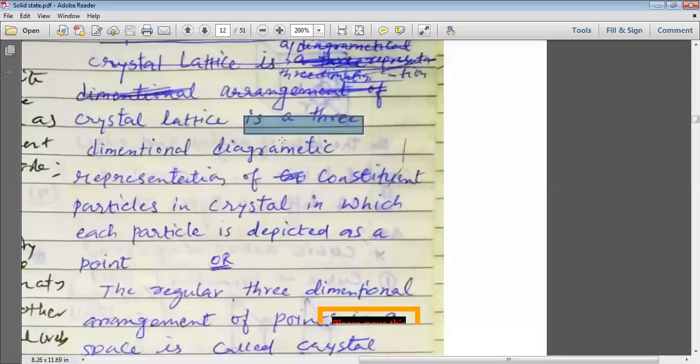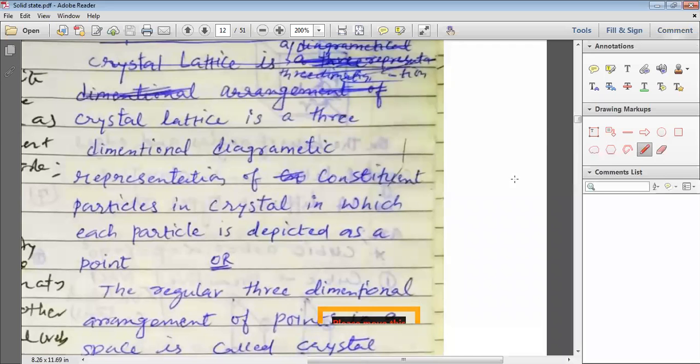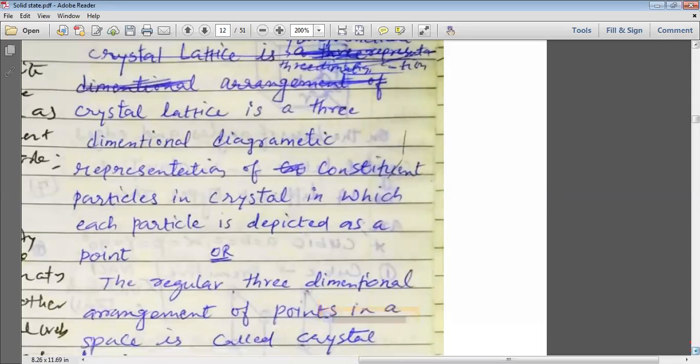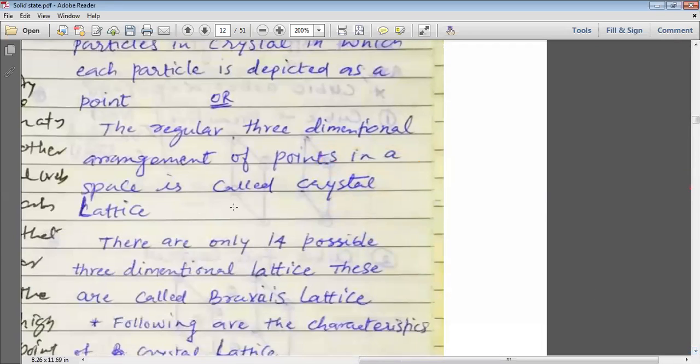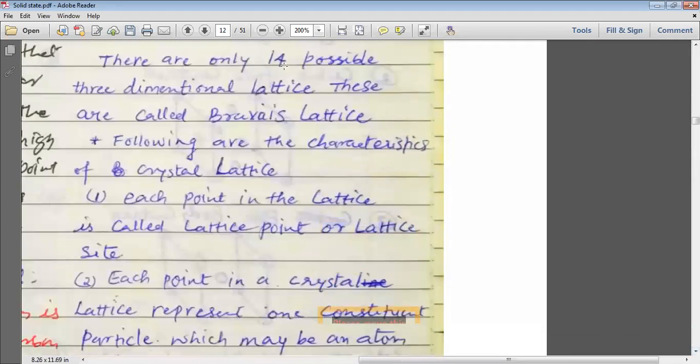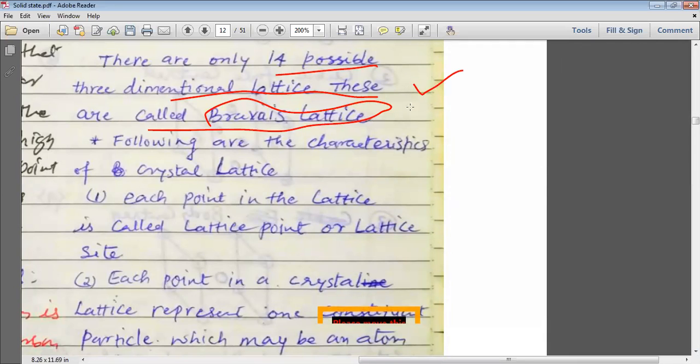Crystal lattice is a three-dimensional diagrammatic representation, my dear students. That is what we have seen very correctly. Let's move forward and understand about it. There are only 14 possible three-dimensional lattices, and these are called the Bravais lattices. So please remember the definition that 14 different arrangements of the lattice are known as the Bravais lattice.